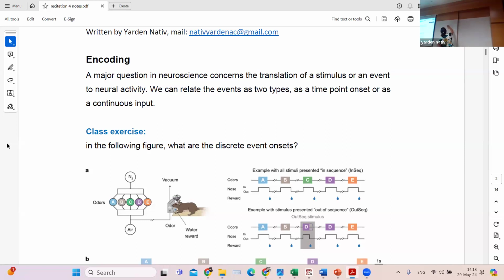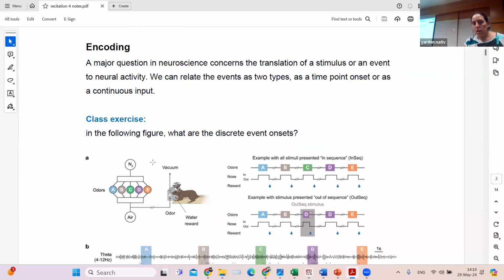So this function is called the encoding function. Therefore, f of s equals some neural response. And decoding is the reverse function, okay? f of neural response equals a specific stimulus, okay? So this is an example for encoding.